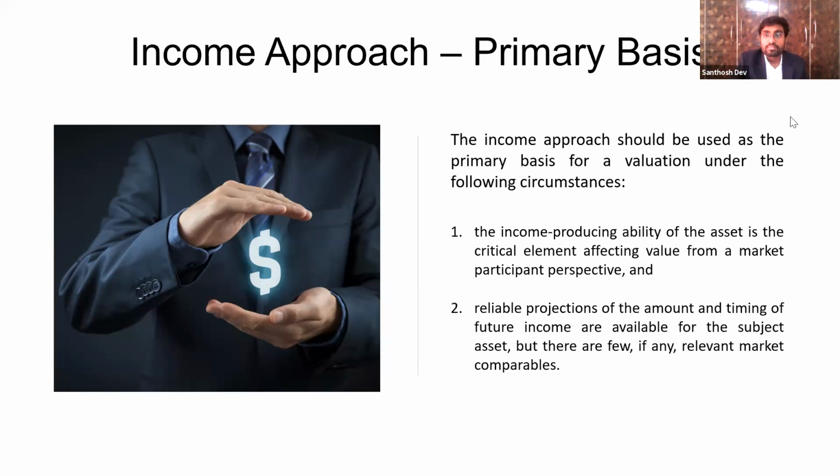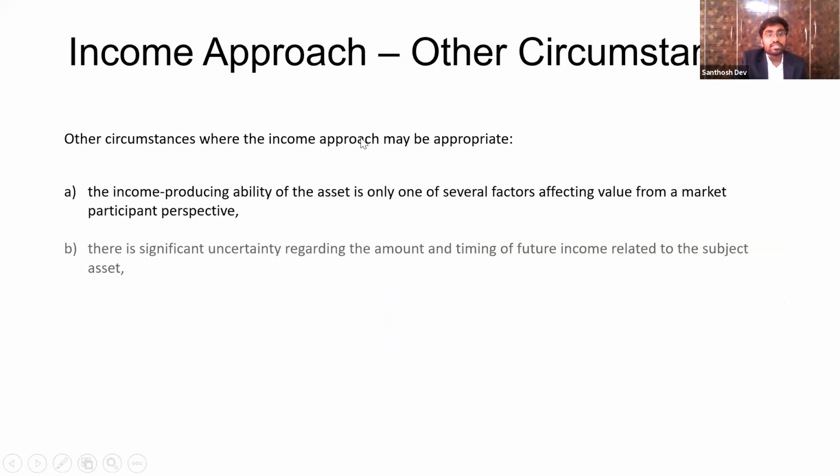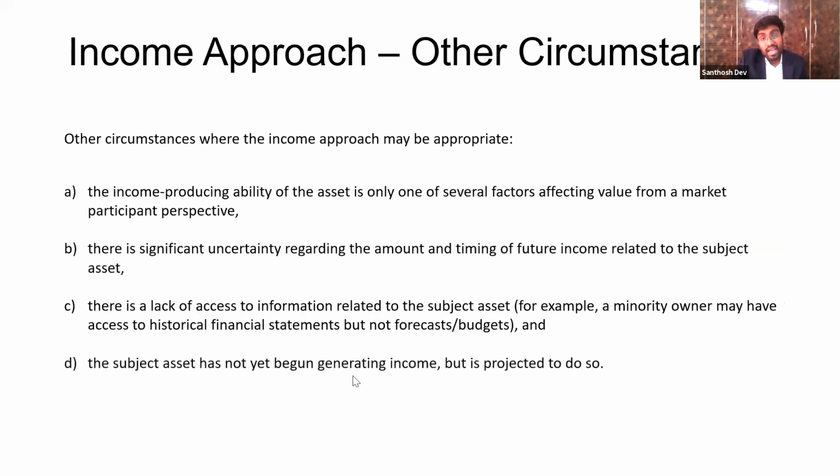Let us move on. Income approach: in other circumstances, when it is disqualified because of the other two questions from the previous slide, when else can we use it? It cannot be used as a primary source, but it can be used as an additional source, as a verification source. The income producing ability of the asset is only one of several factors affecting value from a market participant perspective. If income is not the only or most critical source, but is one of the sources, then you can still use the income approach.